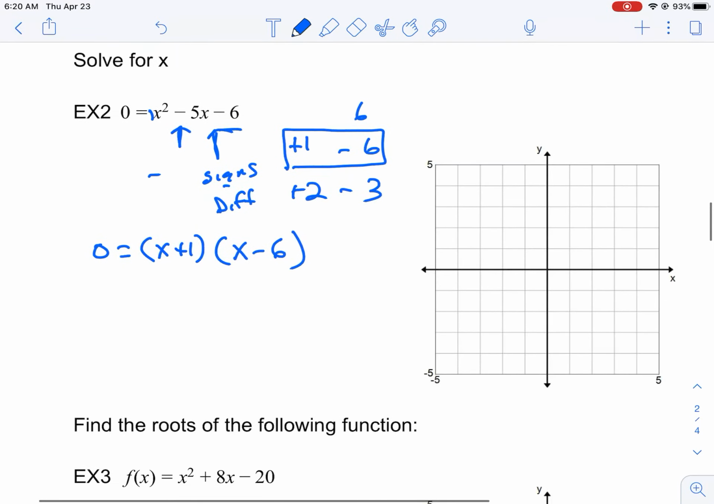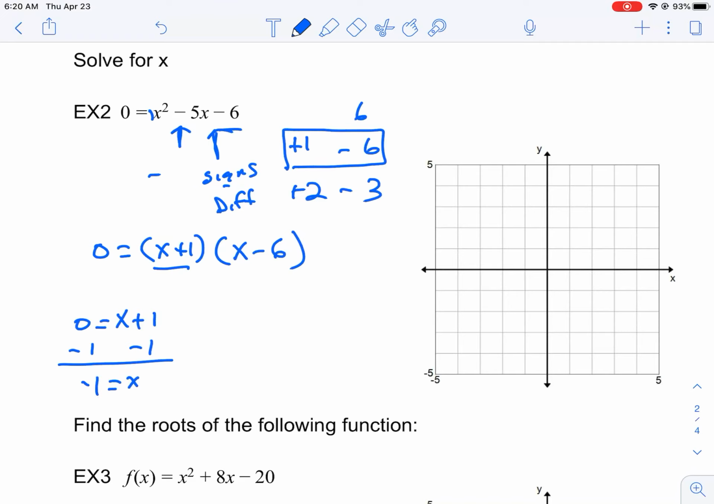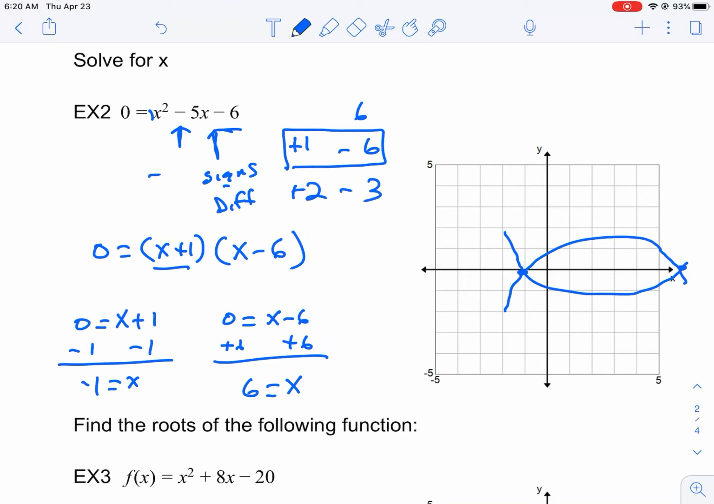Now, how do I solve? Take the first one, set it equal to 0 and solve. X equals negative 1. Take the second one, set it equal to 0, and solve. And we get x equals 6. So in this case, if we were to graph, here is where one of the x-intercepts are, and it looks like the other one is actually off. So we don't know if the parabola goes this way or if it goes this way, right? We don't know that. We just know our answers are x equals negative 1 and 6. And we're done.